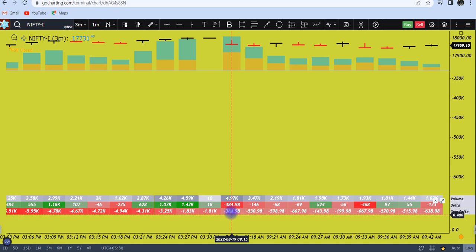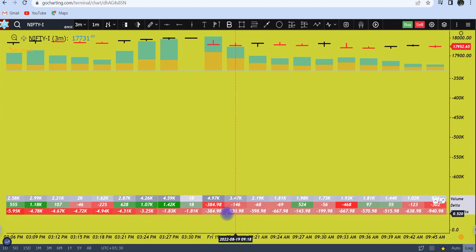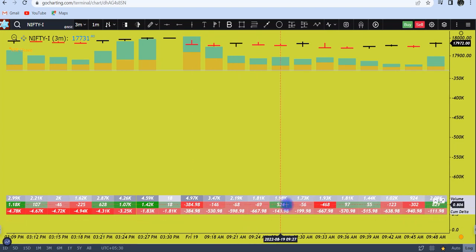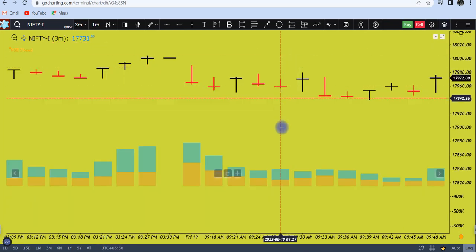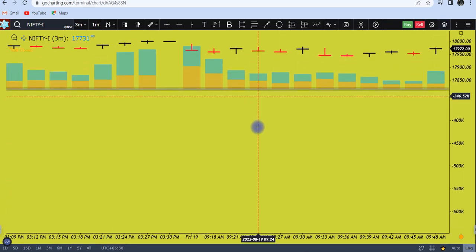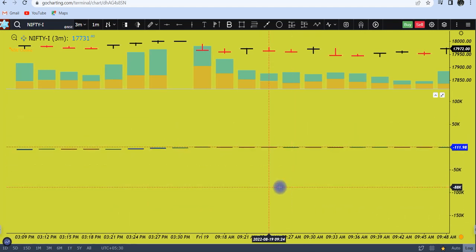In this one another 146 were sold more than those that were bought. So it just adds into the negative delta, and as soon as you see the positive delta over here, this is simple cumulative subtraction and addition. So it goes on like this for the day. Now that we're done with this, we'll take out the bar statistics and go on to the cumulative delta part.